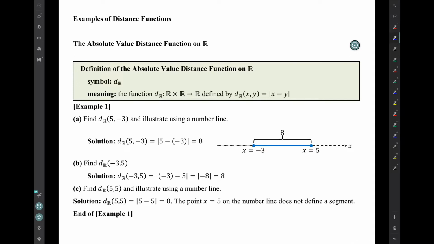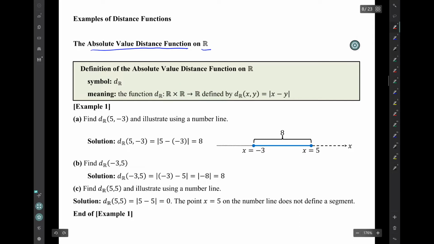Now I'll present some examples of distance functions. The simplest one you have been dealing with for years and maybe never thought of as a distance function. I call it the absolute value distance function on the set of real numbers. I give it this symbol, d with a subscript that denotes the set it's a distance function for. That means the domain is going to be R cross R, the set of pairs of real numbers, and the range is going to be, of course, the set of real numbers.